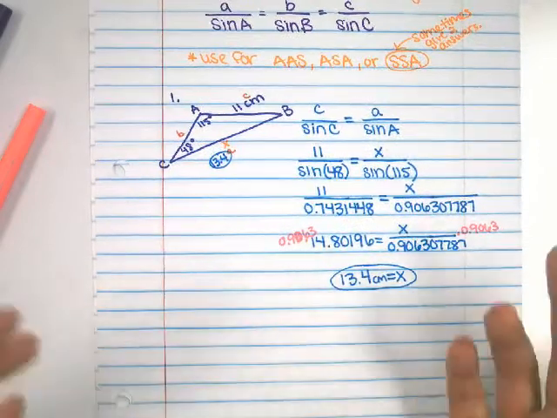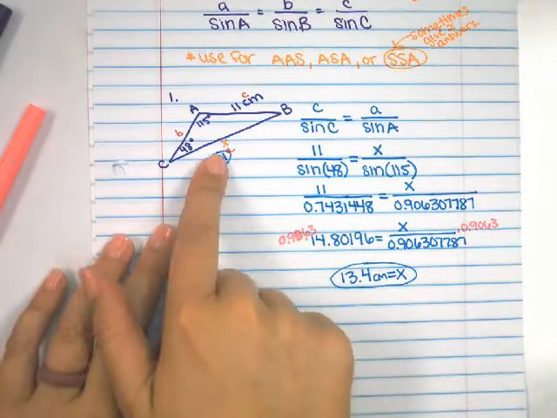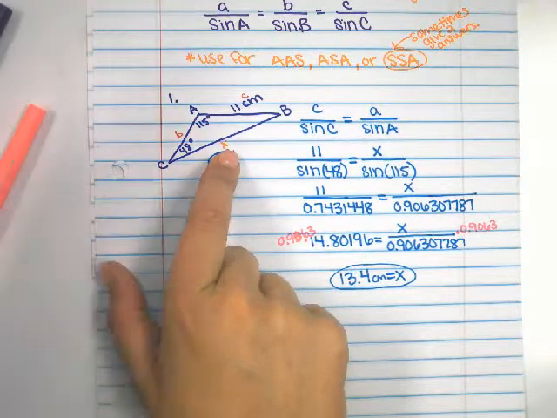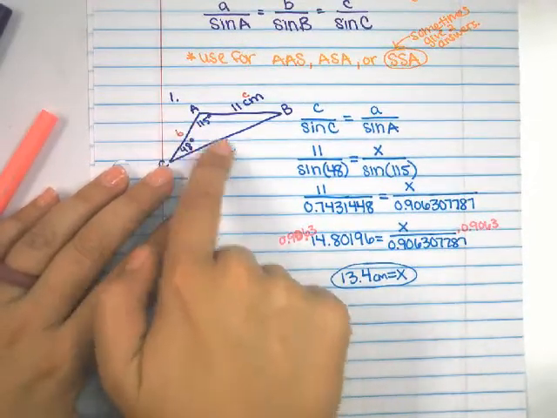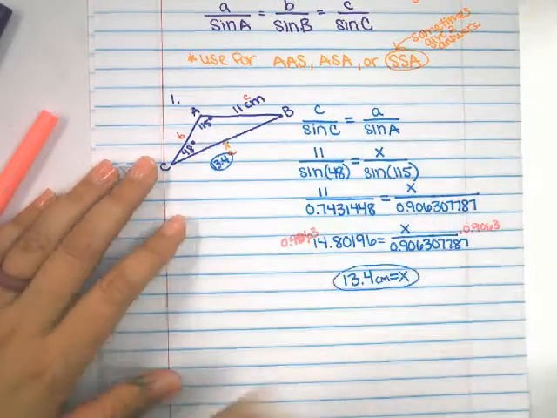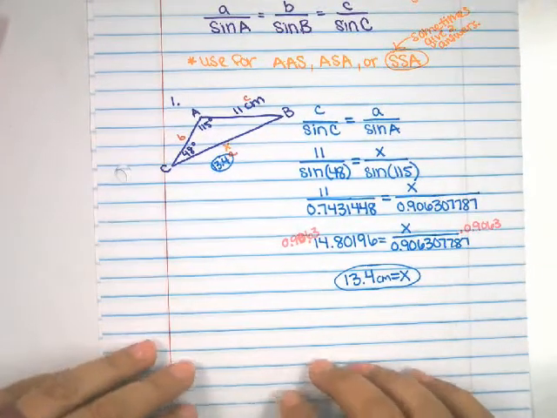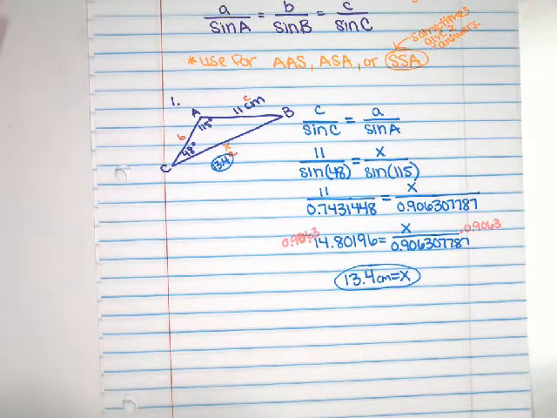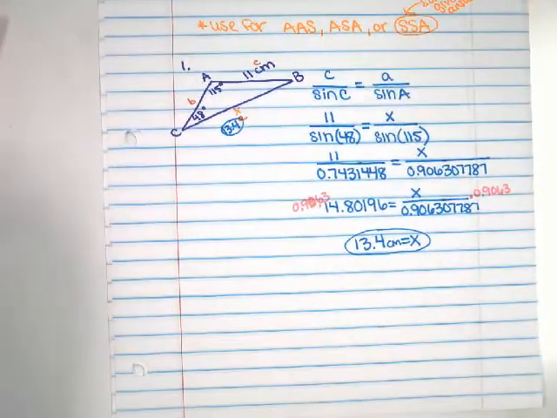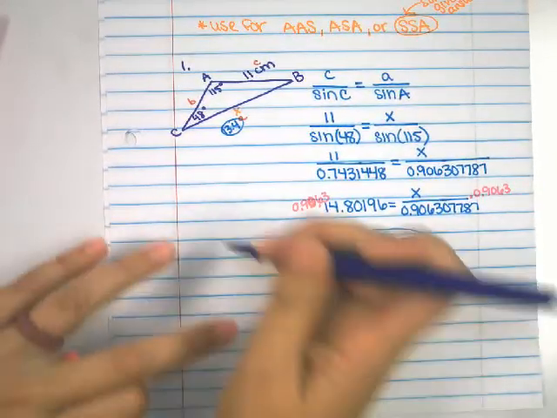It's always good to think, does my answer seem reasonable? That seems reasonable. This one was 11. 13.4 is not that much longer. It is across from a bigger angle, so it should be a bigger side. This one's across from a smaller angle. So 13.4 seems reasonable. Now we can use the law of sines to also find angle measures. So we're not just restricted to finding side lengths with it. So let's see how we could use it to find an angle measure.